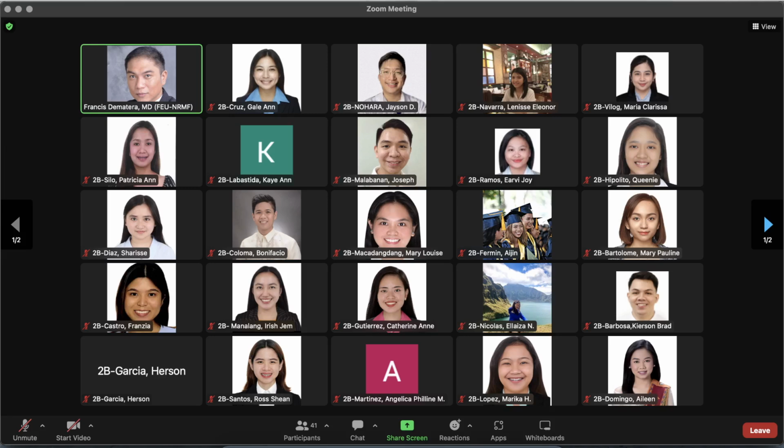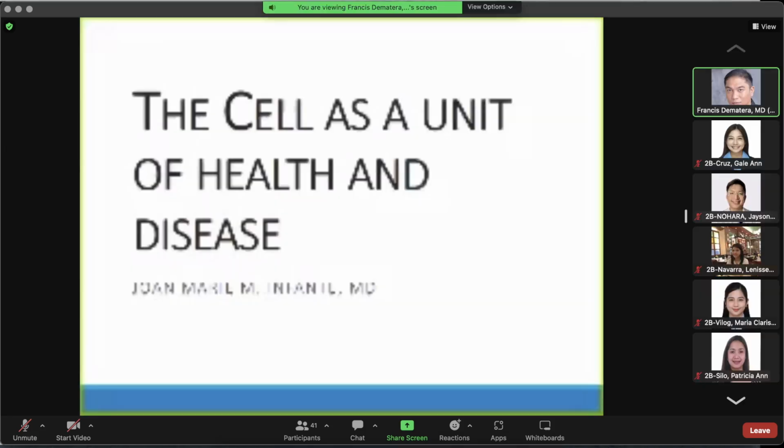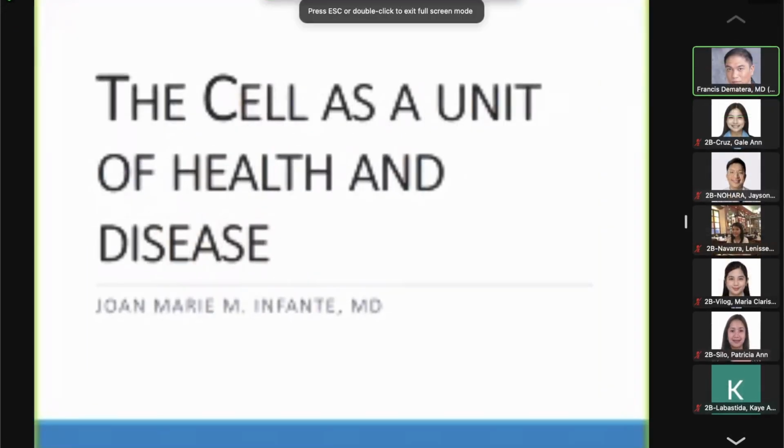Anyway, the topic is under intermediate filaments. So, dun sa intermediate filaments kasi, there are terms, yung mga names ng mga intermediate filaments such as laminin, vimentin, desmin.